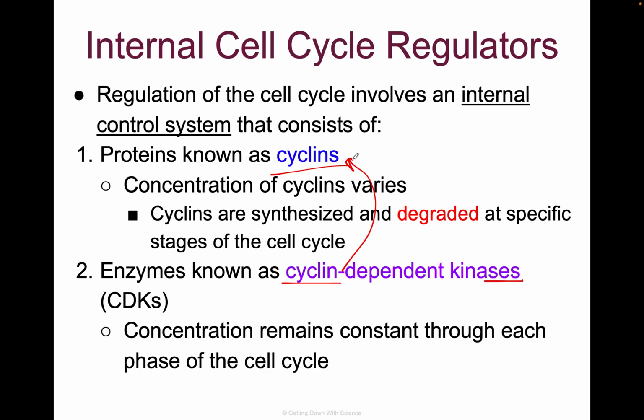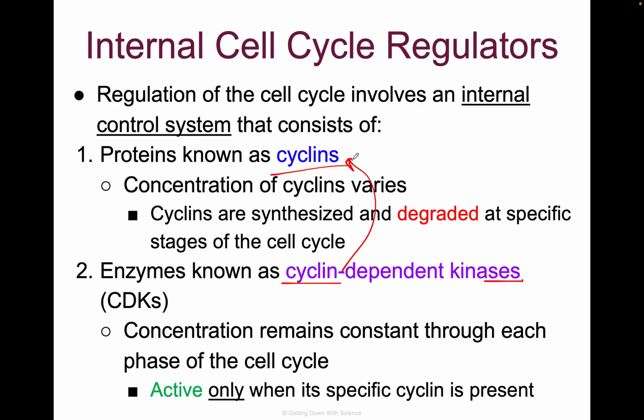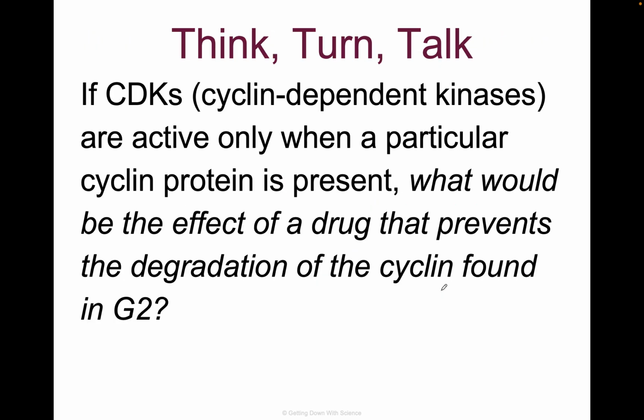So talking about cell communication, there's some internal talking that happens inside the cell in order to say, yeah, we're good, grow, divide, do whatever. CDKs, cyclin-dependent kinases, are active only when a specific cyclin is present. That's where the dependent comes in. So cyclins come first, CDKs come second.